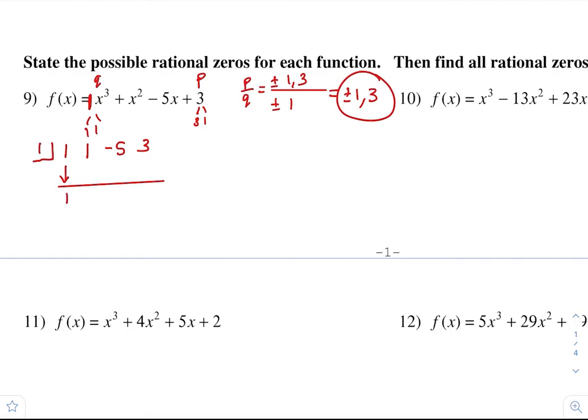So drop the 1. 1 times 1 is 1. 1 plus 1 is 2. 2 times 1 is 2. Negative 5 plus 2 is negative 3. 1 times negative 3, negative 3. Oh, and what do you know it? We found one rational zero, which is 1. Again, you are choosing from this list, right? There are 4 numbers you could select: 1, negative 1, or 3, and negative 3.